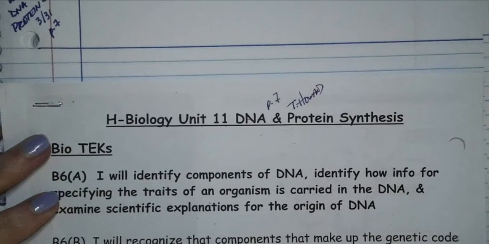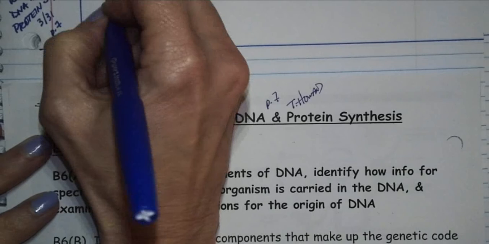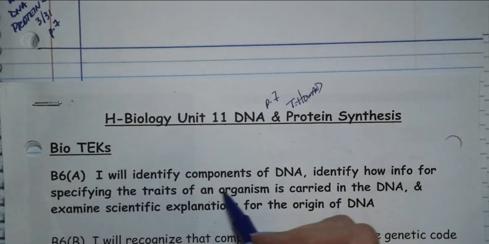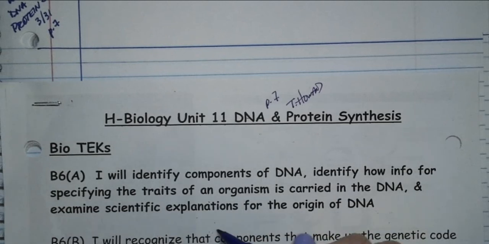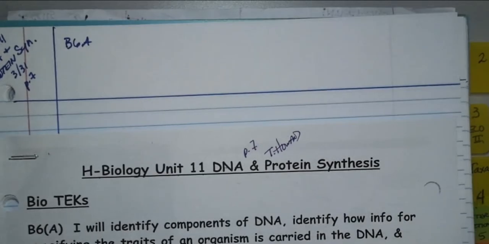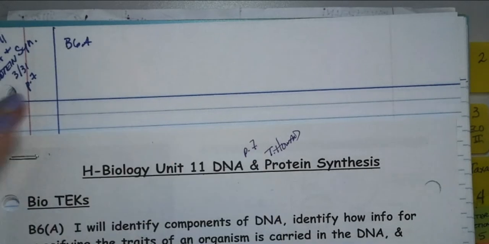So the TEK for this, B6A, is what we're looking at, and it's kind of long. It says that you're going to identify components of DNA, identify how information for specifying the traits of an organism is carried in the DNA, and you're going to examine the scientific explanations for the origin of DNA. So we can't hit all three of those at one time, so I'm going to shrink it down just a little bit. So you're going to identify components of DNA.